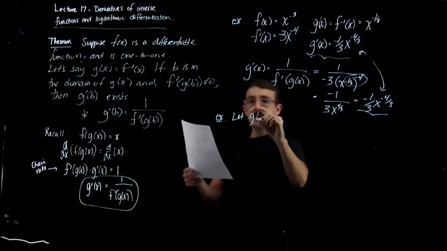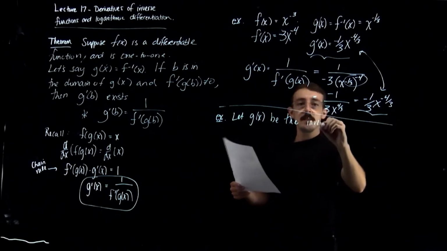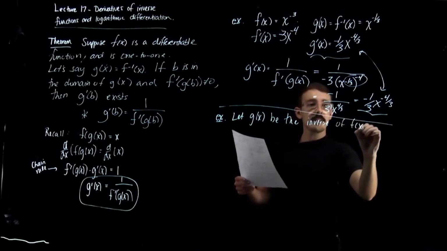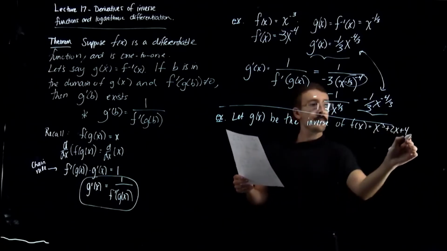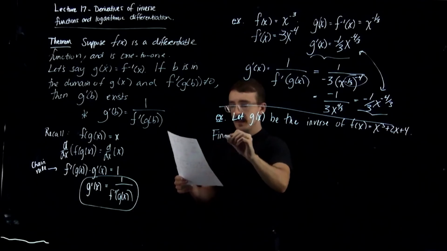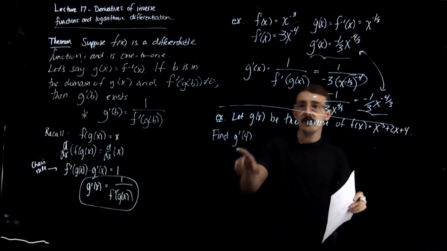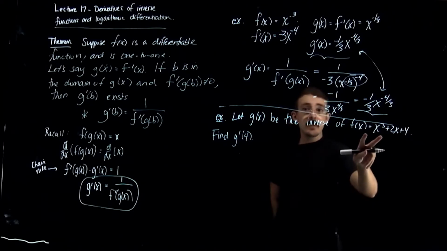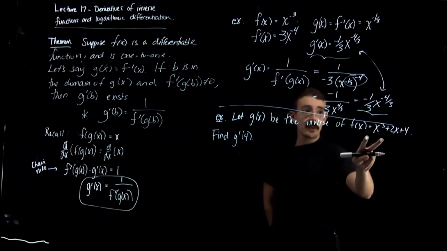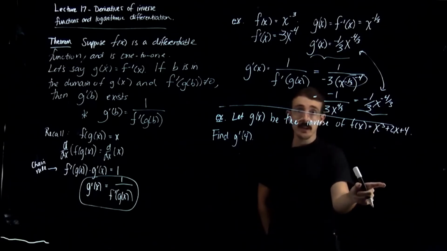So we're going to let g of x be the inverse of f of x equal to x cubed plus 2x plus 4. And the question says find g prime of 4. So we'd like to find the derivative of the inverse at 4. The problem is, this is really hard to explicitly find the inverse for. If you set y equal to this, and you switched x and y and tried to solve for y, you'd have a very difficult time doing that.